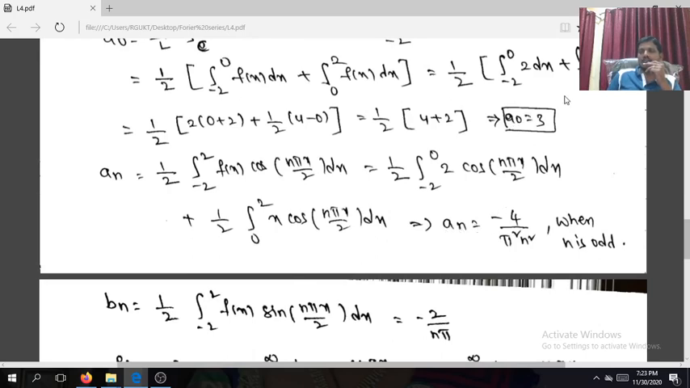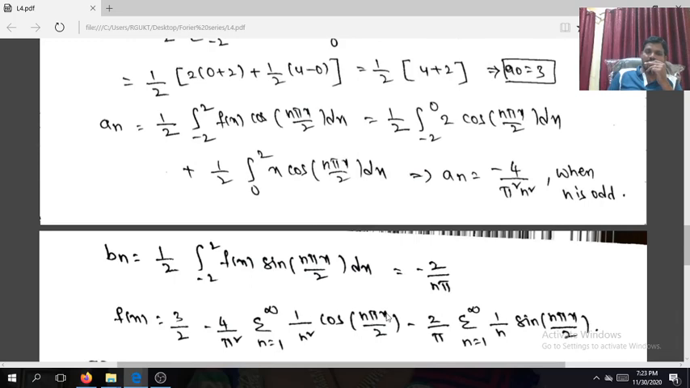It is clear a0 is equal to 3. If you find the integration in the right way, you will get an equal to minus 4 divided by pi square n square when n is odd, otherwise when n is even, it is 0. Right, bn is equal to minus 2 divided by n pi.